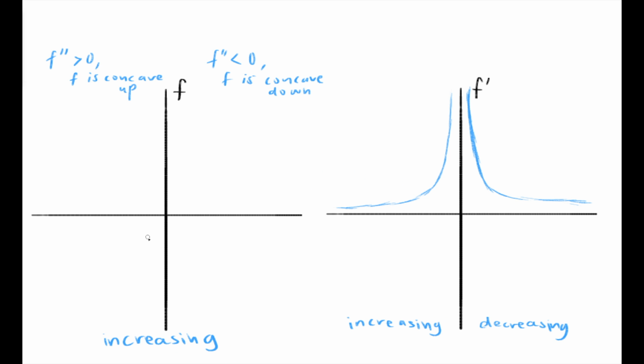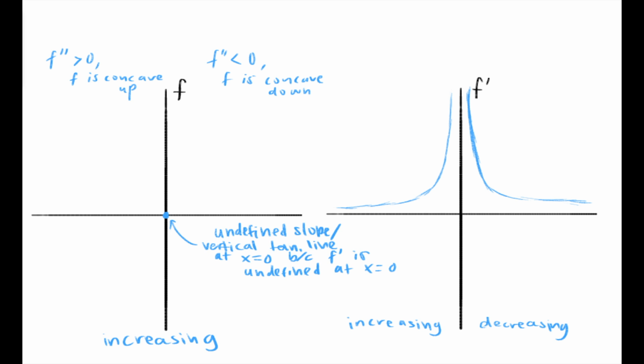And since the slope is undefined at x equals 0, we know that on the graph of f there will be a vertical tangent line. There's no asymptote at x equals 0 since the problem states that the function is always rising. Therefore, the graph will curve like this, and we'll have a vertical tangent line here.